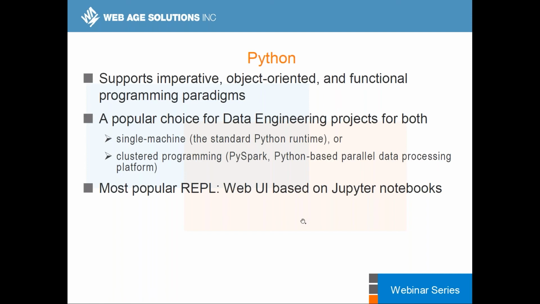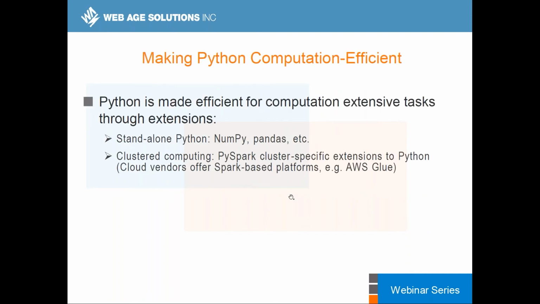So you have a way to automatically scale your applications by just switching from one platform to another. I guess that's a big winning point for Python. And currently, as all of you probably know, the popular REPL is Jupyter Notebooks, Web UI, and that's where things are. And cloud vendors are now offering similar capabilities around Jupyter Notebooks.